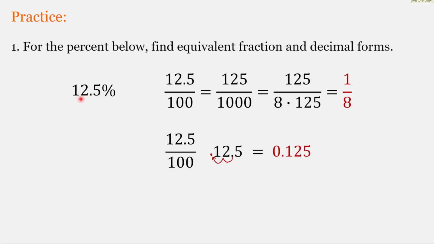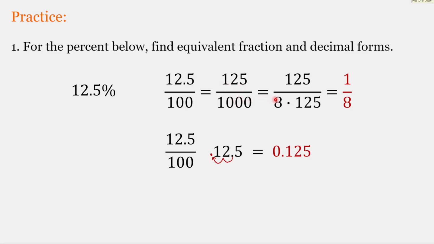For this first problem, we were given 12.5% and asked to find equivalent fraction and decimal forms. So looking at 12.5%, the first thing I'm going to do is rewrite this percent in fraction form. Again, it's per 100, so this is 12.5 per 100. Well, we have this in fraction form, but it's not a good idea to have a decimal within your fraction. So multiplying both the numerator and the denominator by 10, we get the fraction 125 over 1,000.